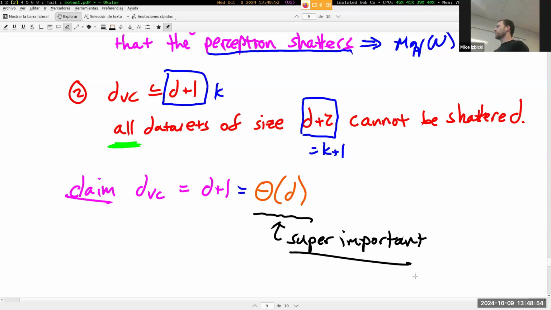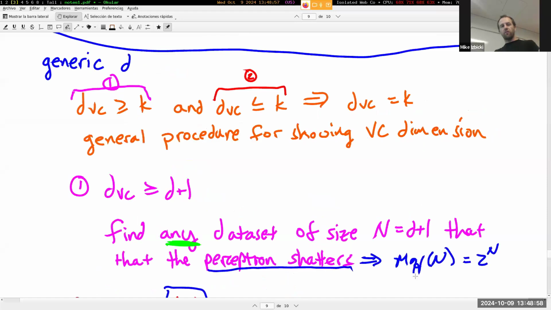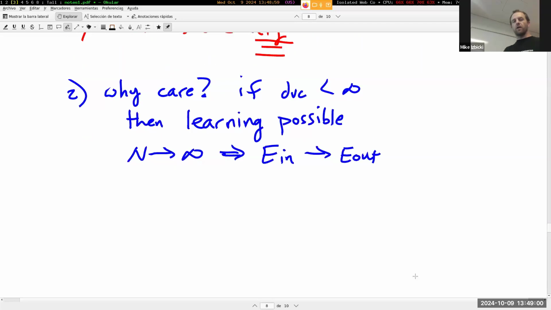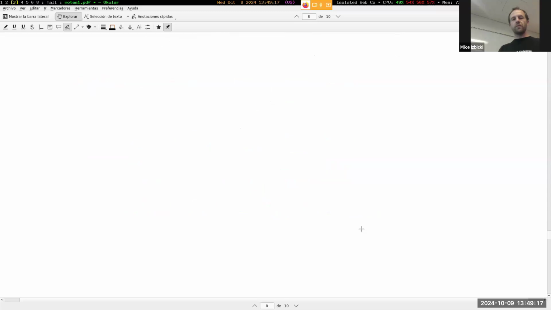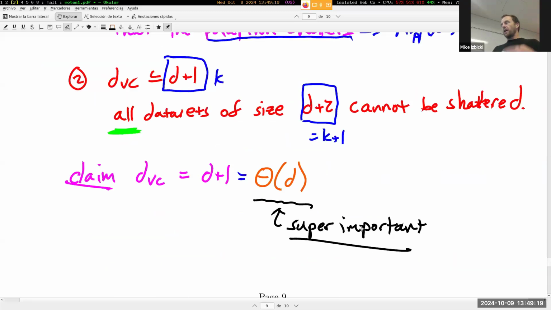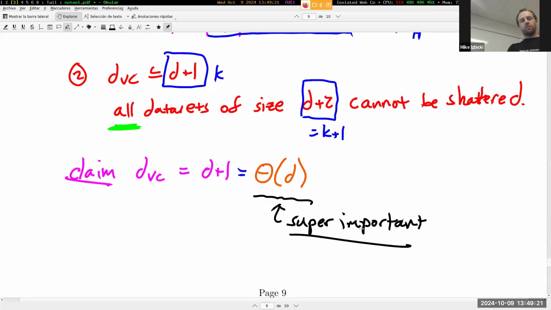Okay. So why is this important? We have one justification so far: we know that learning is in fact possible because our VC dimension is now finite. If we have an infinite amount of data, then with enough data, our in-sample error will converge to the out-of-sample error, the true error. But there is a better reason for why this is important.